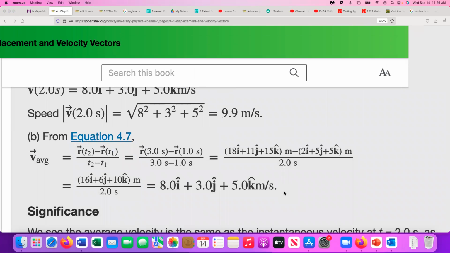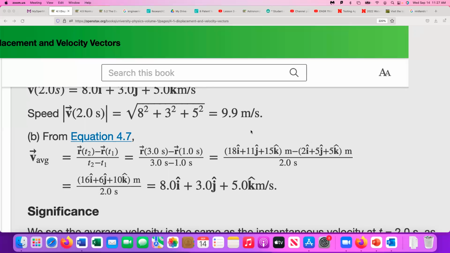Then they want to know the average velocity between 1 second and 3 seconds. For that, we need to use the average velocity formula, which means we calculate the position at time 1, we calculate the position at time 3, we take the position at 3 minus the position at 1, and then we divide by the time difference. So we go ahead and do that. We calculate it in both places. We get these two vectors at two different times. We divide by 3 minus 1, which is 2 seconds. That means we divide each one of these terms by 2 up here.